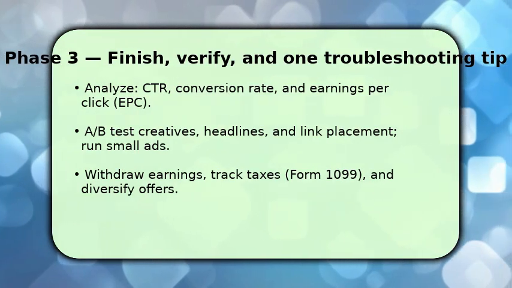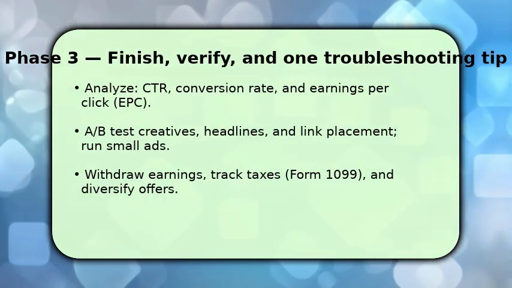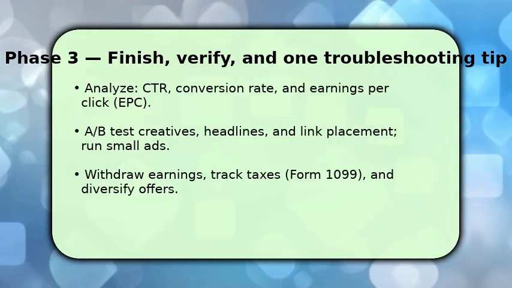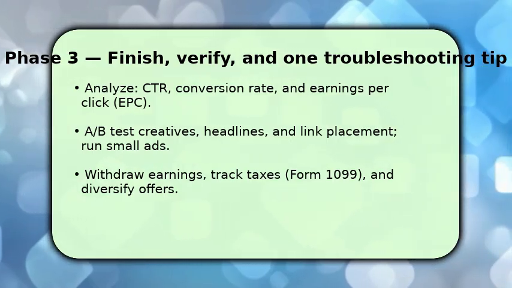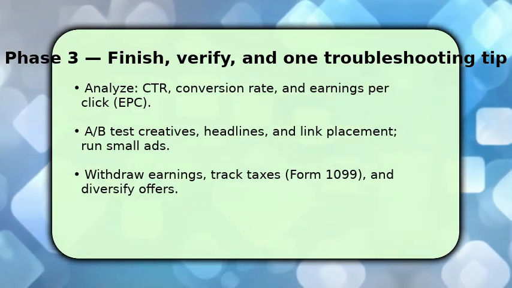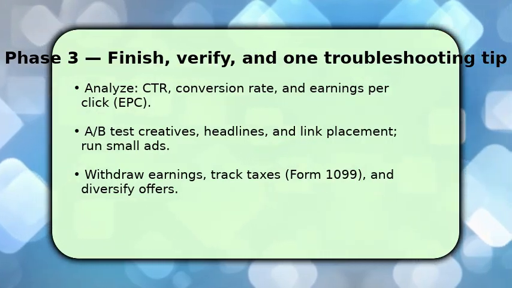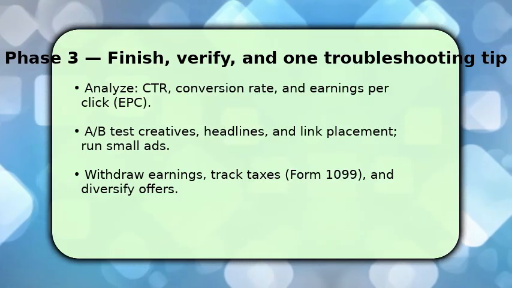If metrics look good, run small targeted ads or boost top posts, and A/B test creatives and link placement to lift conversions. Make sure to withdraw affiliate payouts and track income for taxes, such as Form 1099 if applicable. If conversions are low, check landing speed, mismatch between ad and offer.